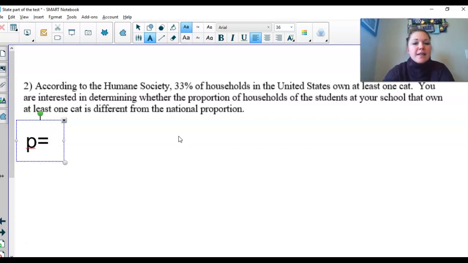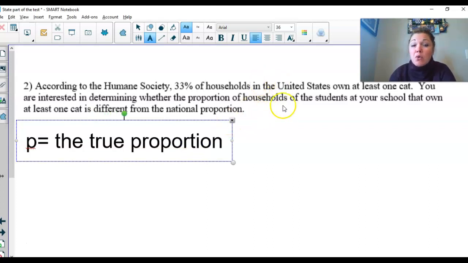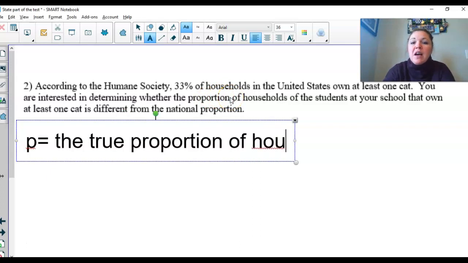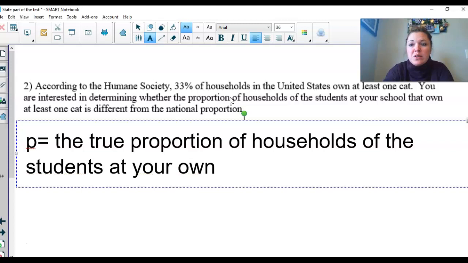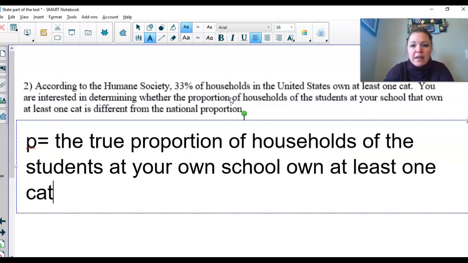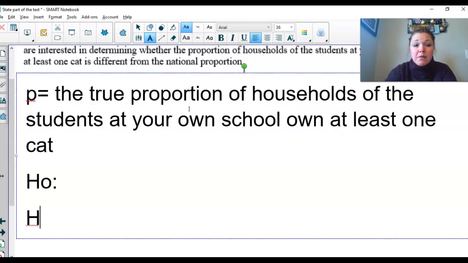So p is always the true proportion. What is this story about? Go again to the question. You're interested in determining whether the proportion of households of the students at your own school own at least one cat. So we get that context from the story there. Use that to help you. So we have an H0 then. We have an HA. It will always have a p with it.